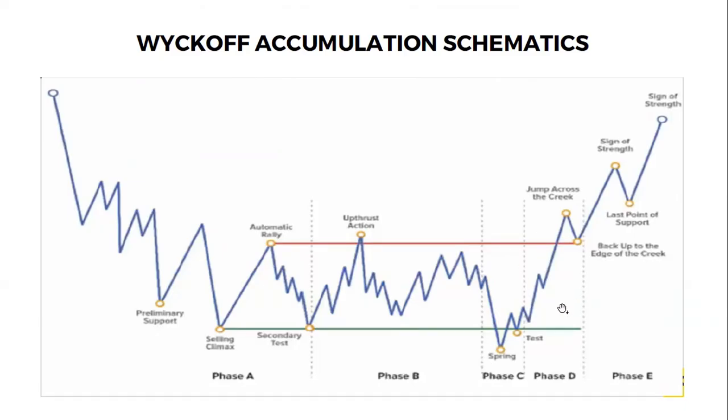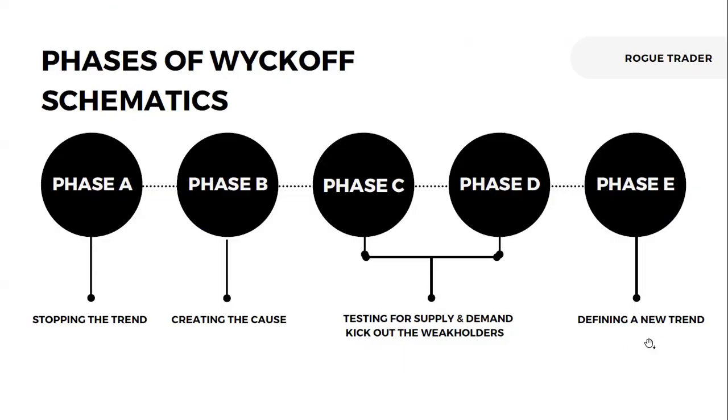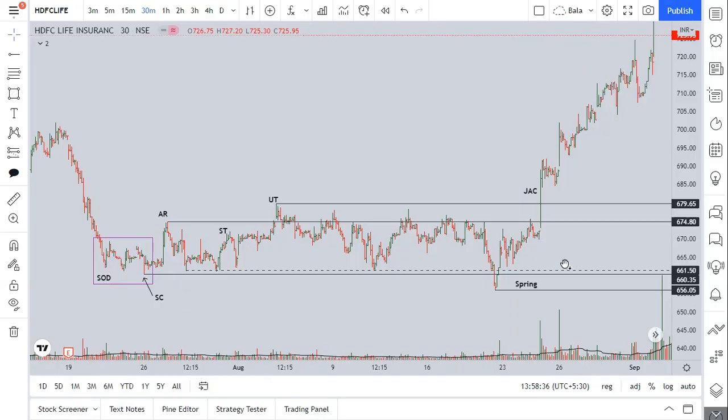The phase E, I already told you. What is phase E? Defining a new trend. It's going to kick out all the weak holders out there, and it will push the markets towards the higher high. So they broke all the barriers out there, and they went up.